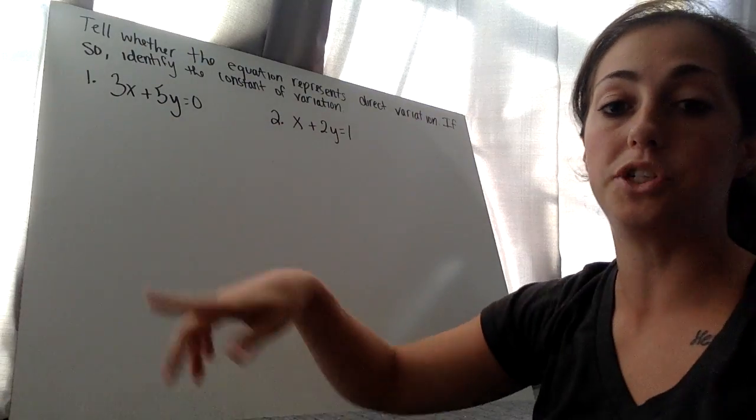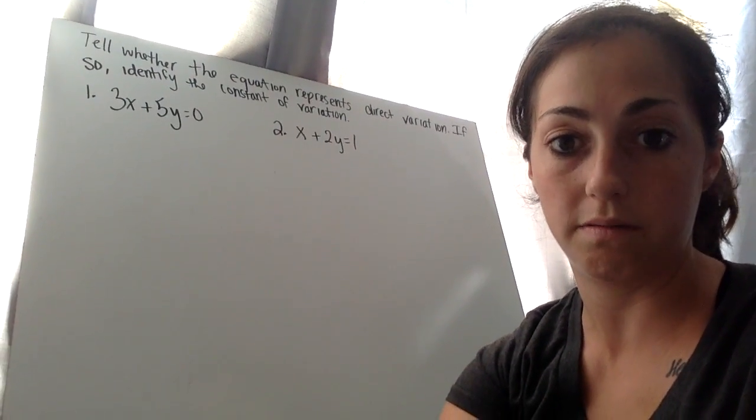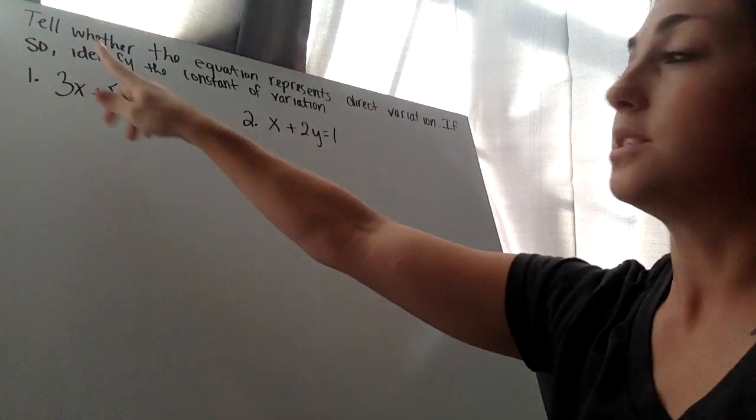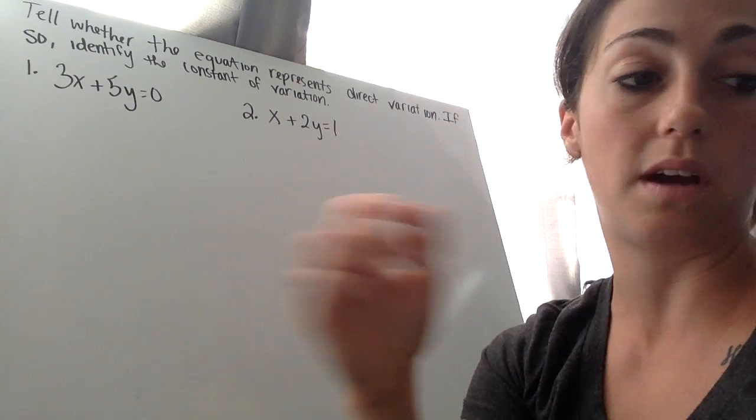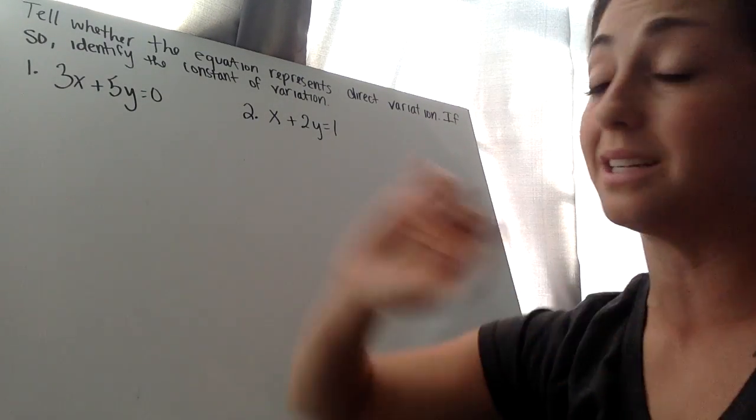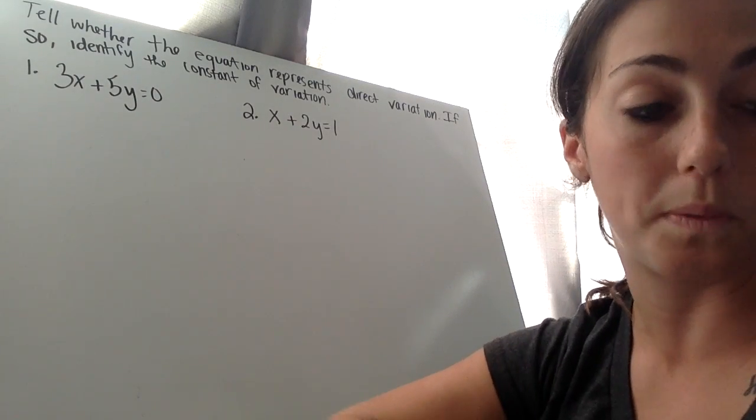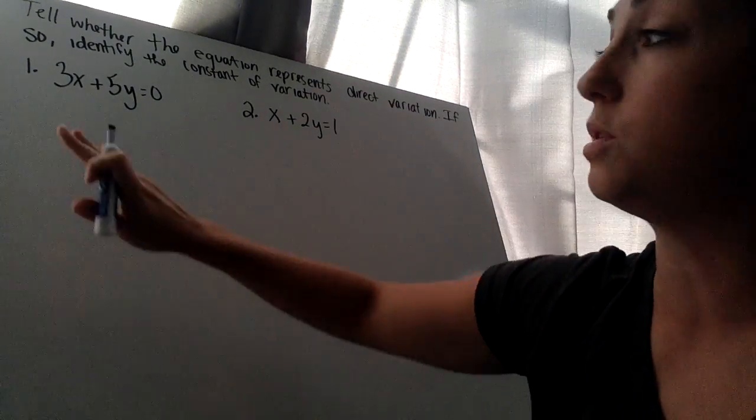Tell whether the equation represents direct variation. Sorry, I want to just get a little closer. Okay. So tell whether the equation represents direct variation. If so, identify the constant of variation. That's exactly what we just did, except these equations here are not set up in slope-intercept form. So we do have to turn them into slope-intercept form. So I'm going to do that pretty quickly.